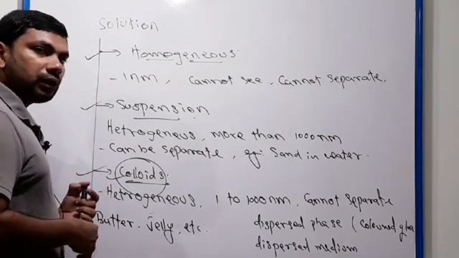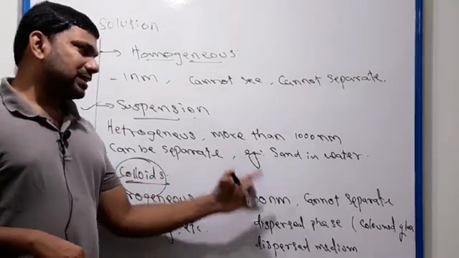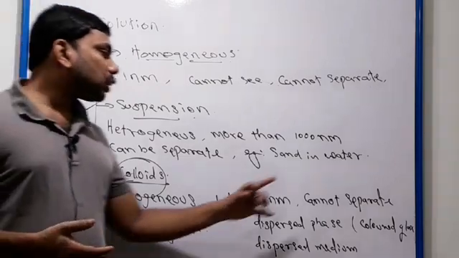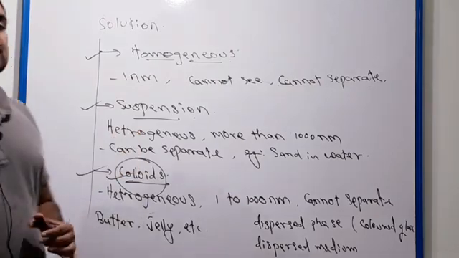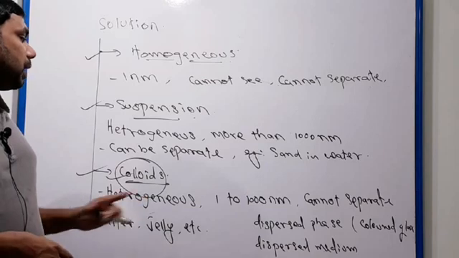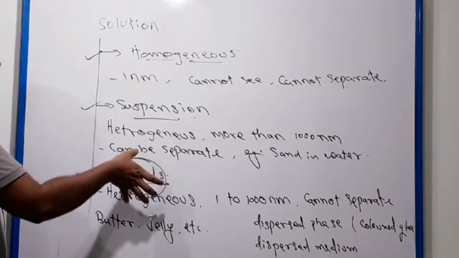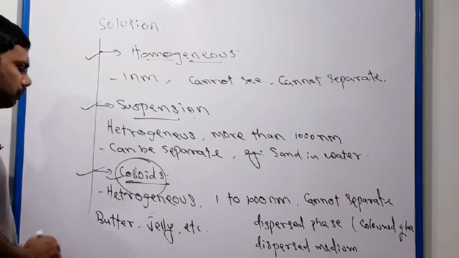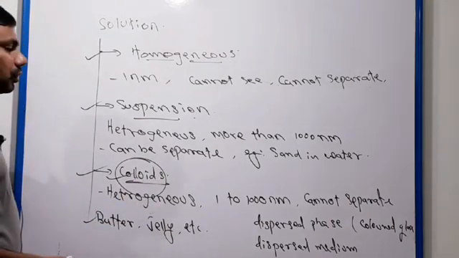Here the particles cannot be separated by filtration. We can see the particles, but they cannot be separated by filtration. Only in a suspension can we separate the particles; in a homogeneous solution and in a colloid, the particles cannot be separated by filtration. Also remember, suspension and colloid are heterogeneous mixtures. Examples of colloids are butter and jelly.